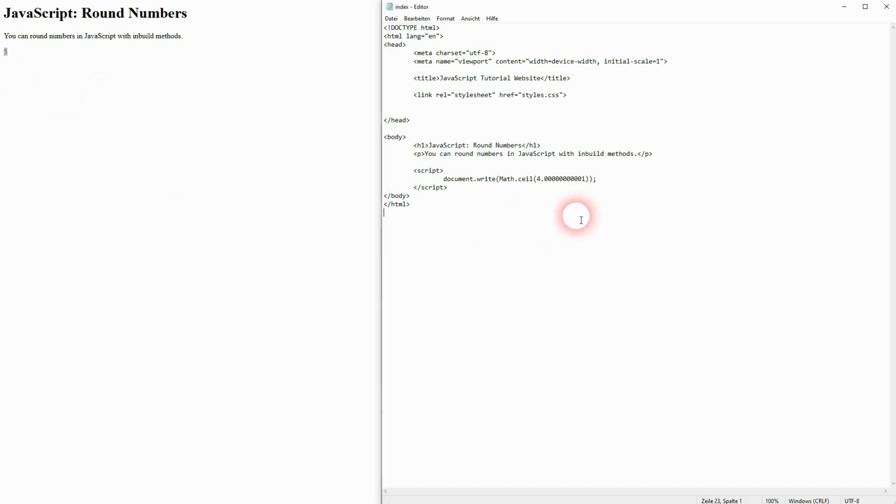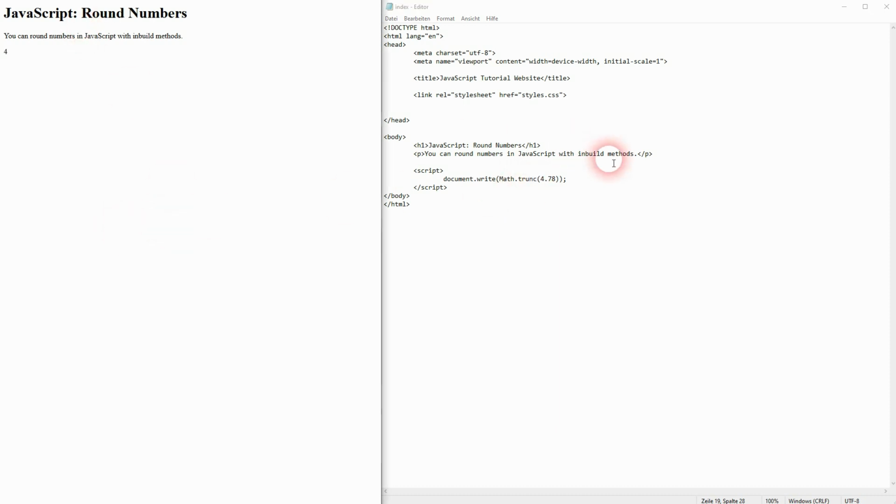Finally, we also have trunc. And this always gives you the integer part of your number. Let's make it 4.78. If I round it, this makes it 5. But if I make it Math.trunc, we will get a 4.